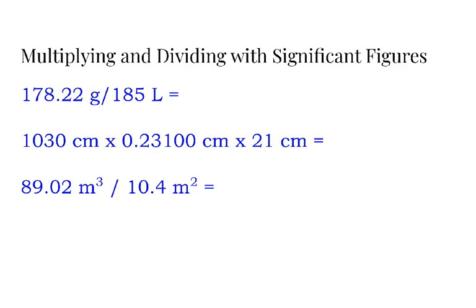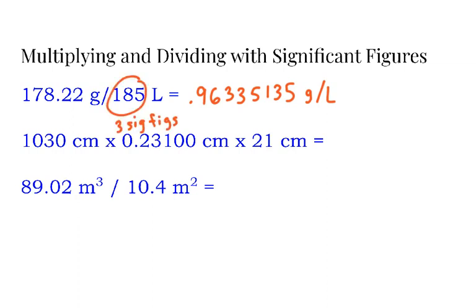Let's finish up with a few practice problems. When we divide 178.22 grams by 185 liters, we get 0.96335135 grams per liter. That answer is way too precise. Since 185 liters only has 3 significant figures, which is less than 178.22 grams with 5 significant figures, we have to round our answer to 0.963 grams per liter, which has 3 significant figures. Again, our measurement, 185, limits the precision of our calculated answer.